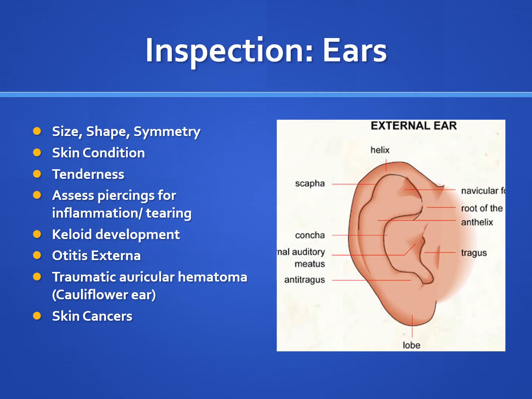So in our assessment, we are inspecting the ears, we're looking at the size, shape, and symmetry, the condition of the skin, if there is any tenderness, assessing piercings for any inflammation, redness, tearing, keloid development, any swelling or redness for otitis externa, any hematoma, traumatic auricular hematoma, cauliflower ear from boxing or fighting, and then skin cancers.